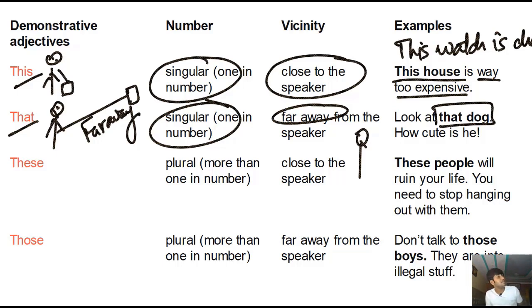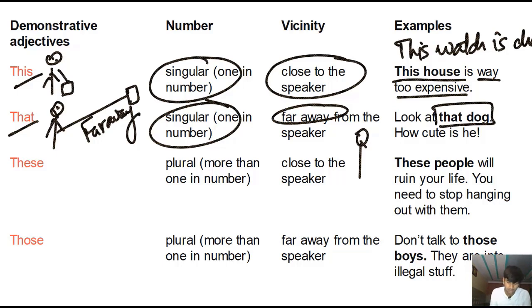Can you pass me that chair? Let's suppose we can see a chair which is black in color and it's quite far away from us, and I instruct you, go there and get me that chair, which is one in number, one particular chair, and it's quite far away from me, the speaker.